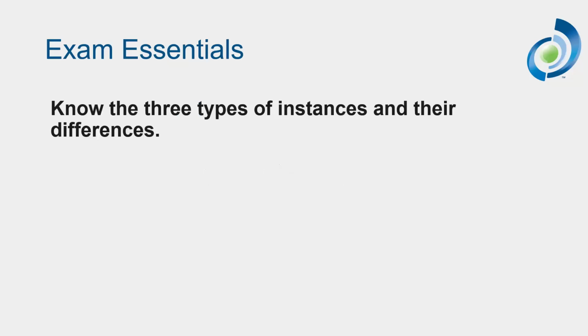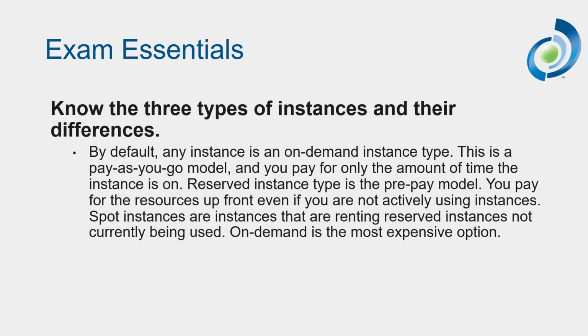Know the 3 types of instances and their differences. By default, any instance is an on-demand instance type. This is a pay-as-you-go model. You pay only for the resources and the amount of time that it's on. Reserved instance is a type of prepay model. You pay for the resource upfront, even if you're not actively using the instances. And then spot instances are instances that are renting reserved instances not currently being used. On-demand is the most expensive option.